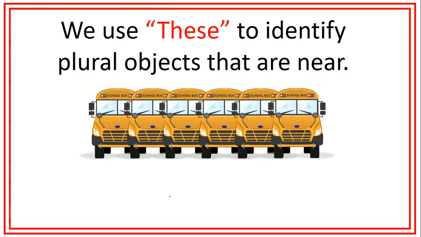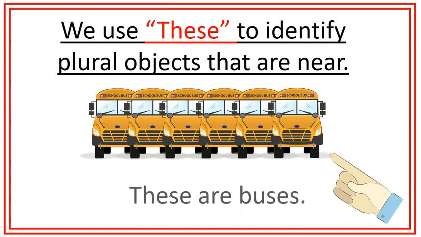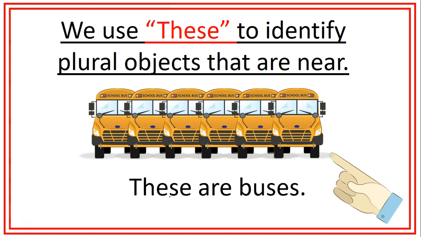Let's start with these. We use these to identify plural objects that are near. For example, these are buses, okay? Now pay attention. Since we are using these, we need to use the verb to be in plural, okay? So we say these are, and the noun has to be in plural. So we need to add es to the word, and we say these are buses, right?